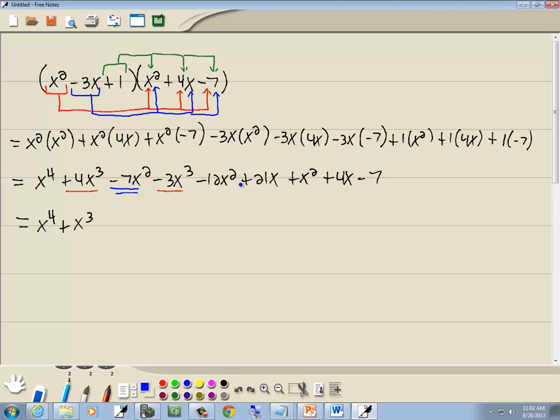Here we got an x squared, here we got an x squared, and here we got an x squared. Well, combine the numbers out in front. Negative 7, negative 12 is negative 19, plus 1 is invisible 1 here. That gives us negative 18 x squared.